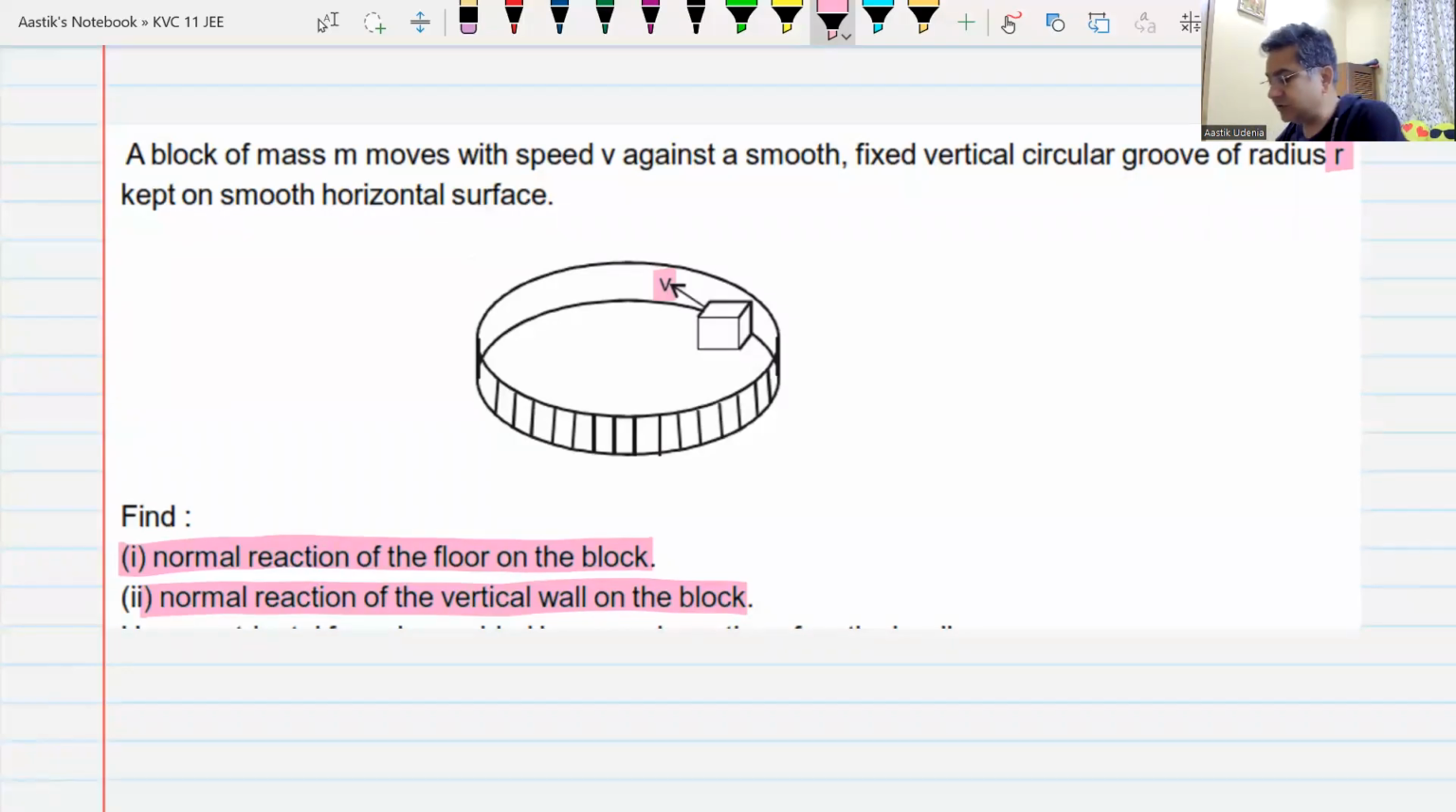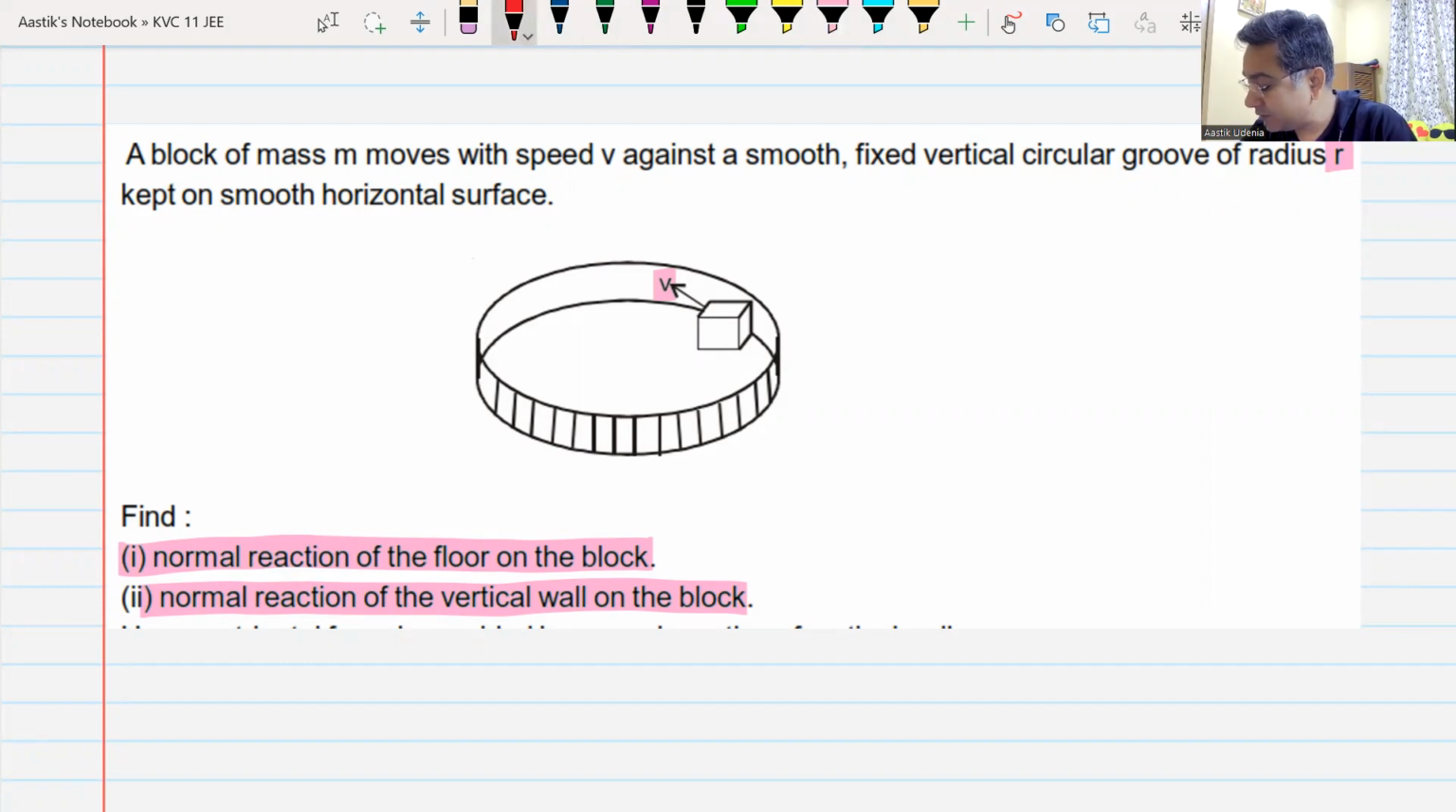So how are we supposed to do this? It's the same question as what we did in the previous class. I don't think that you remember it. That's a very bad sign. Anyways, I will do it for you.